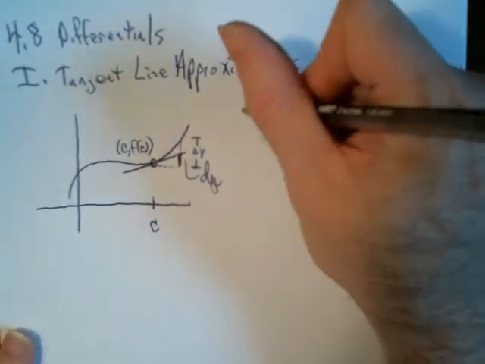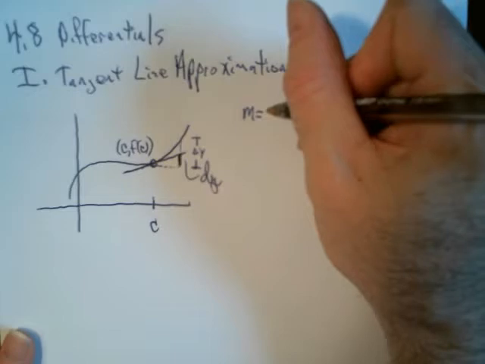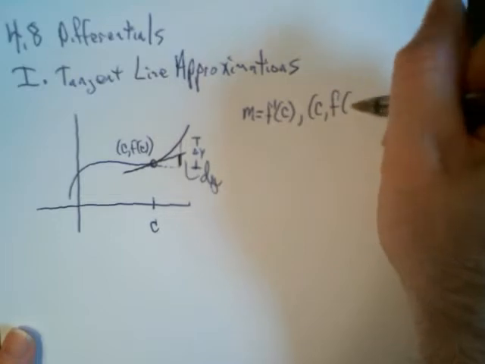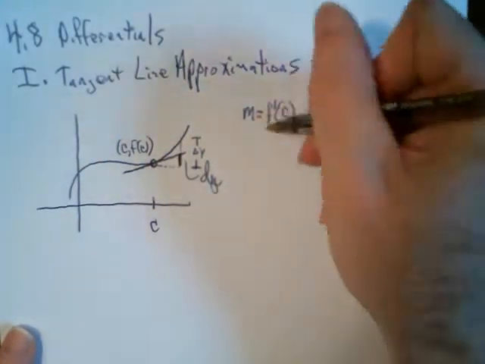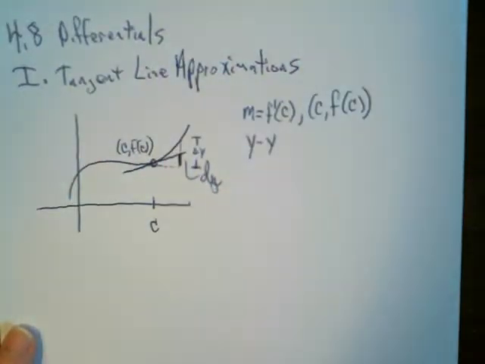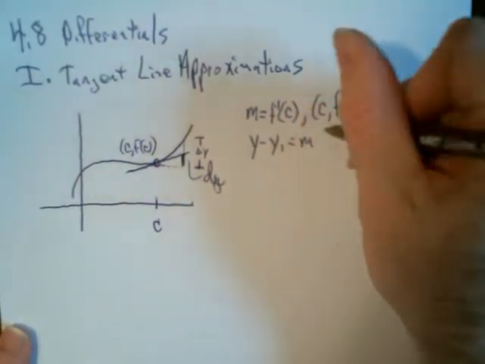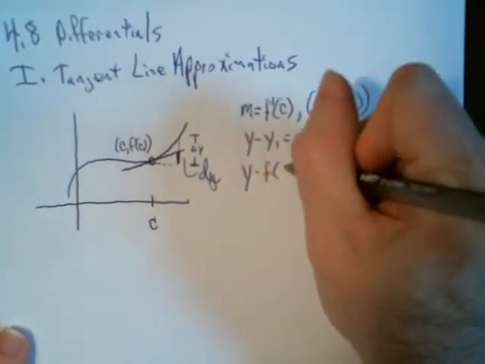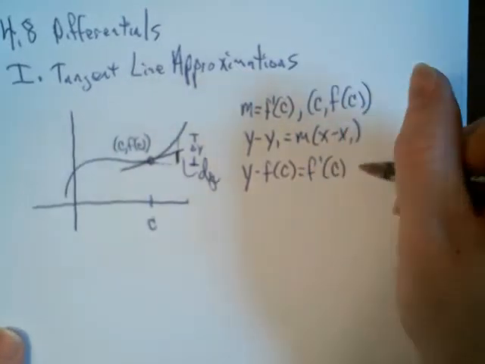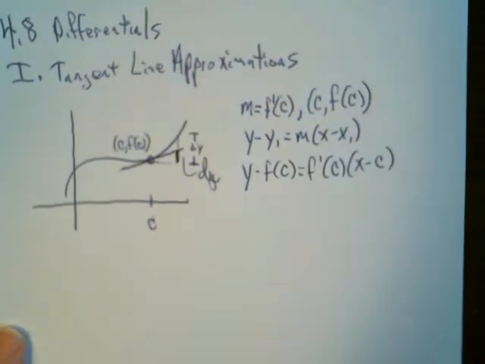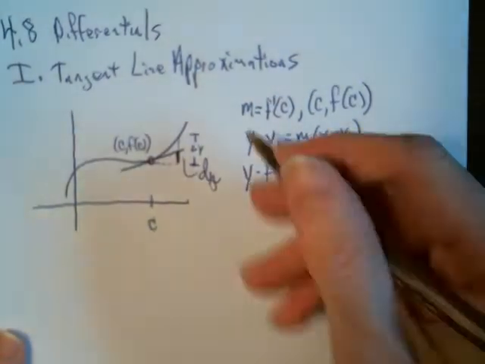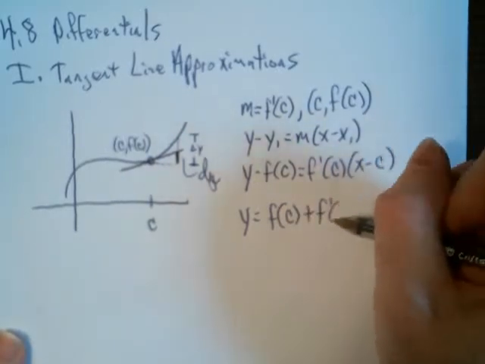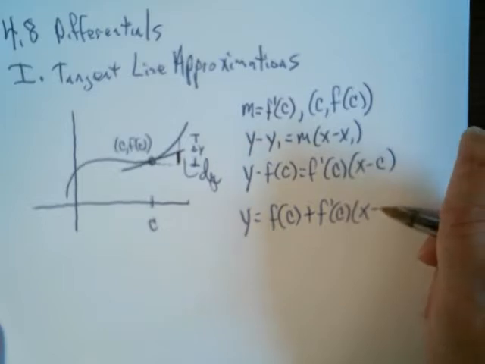So anyways, what is the tangent line approximation? Well, we can use the derivative for the slope and then use this point c, f of c for our point, and then you just use the point-slope formula: y minus y1 equals m times x minus x1. So in this case, y minus f of c equals f prime of c times x minus c. And then we're going to move the f of c to the other side. So y equals f of c plus f prime of c times x minus c.